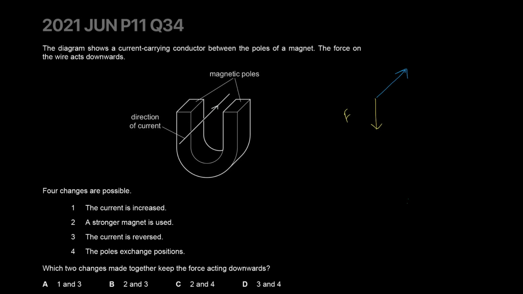So if I use my left hand rule, it's telling me that the magnetic field needs to be going like that. So magnetic field and of course the current. Now, 4 changes are possible. You can increase the current, stronger magnet, so increase the magnetic field, current can be reversed, and the pole exchanged. Which 2 changes made together keep the force acting downwards?